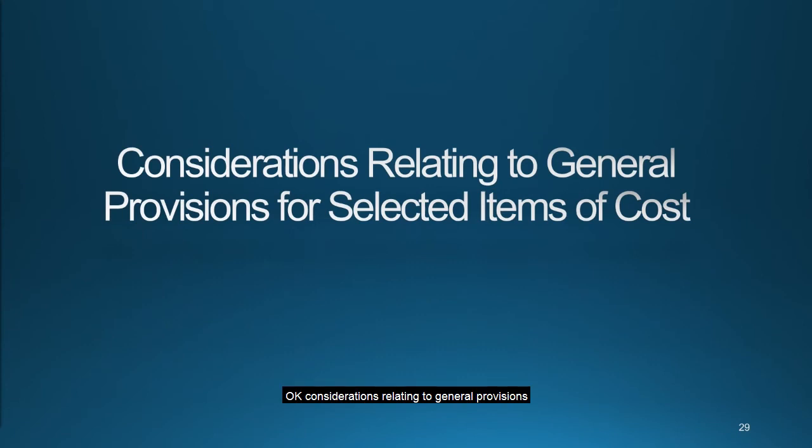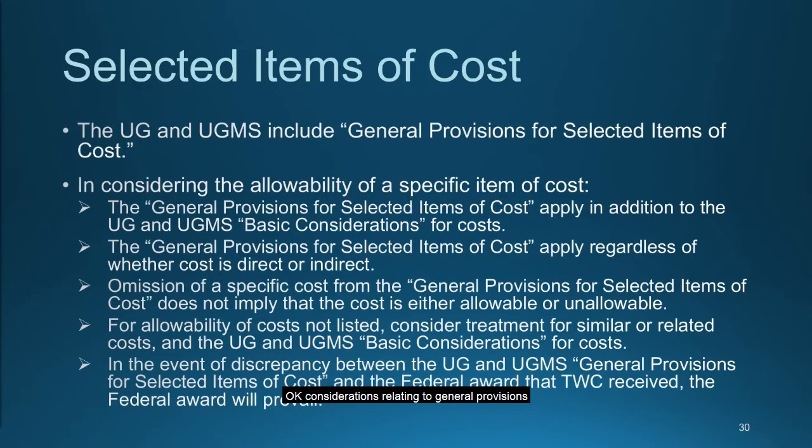Okay. Considerations relating to general provisions of cost, of selected items of cost. If you think back to that little pyramid that we have, this is the bottom rung. This is the third piece of the puzzle in terms of the components that Uniform Guidance and UGMs cover with respect to cost principles. First of all, if you aren't aware already, the Uniform Guidance and UGMs describe specifically the allowability of certain items of cost.